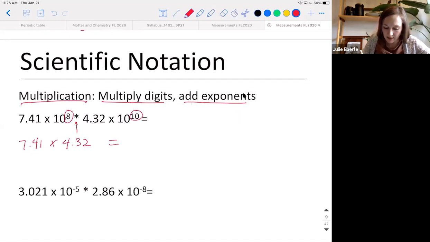We have 8 and 10. So for the exponent part, we'll write our base number here, but it'll be times 10, 8 plus 10 is 18. So times 10 to the power of 18. Yeah, that's a huge, huge number.